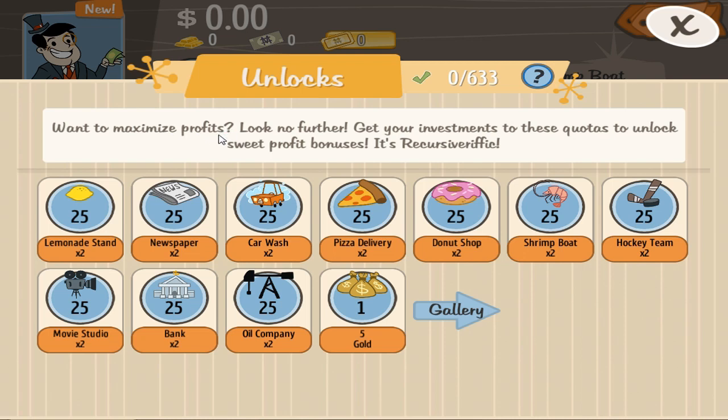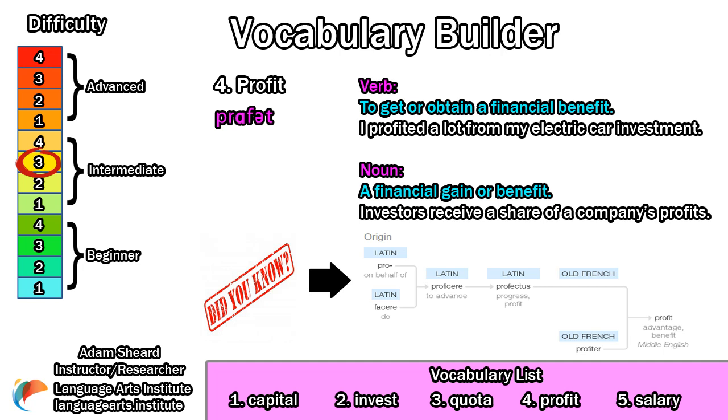Now, also on this page, they talk about profits. What is profit? Well, as a verb, it means to get or obtain a financial benefit. So for example, I profited a lot from my electric car investment. So I spent a lot of money, I bought some stocks in the stock market, and after a period of time, I got a good return. I got a profit from it. And as a noun, it is a financial gain or benefit. So, for example, investors receive a share of companies' profits.